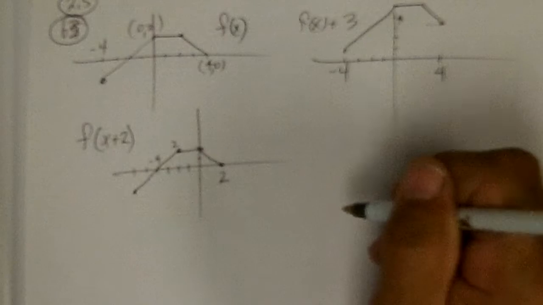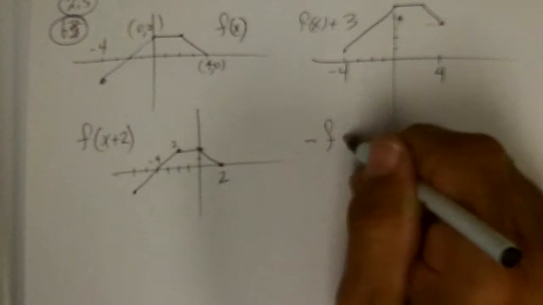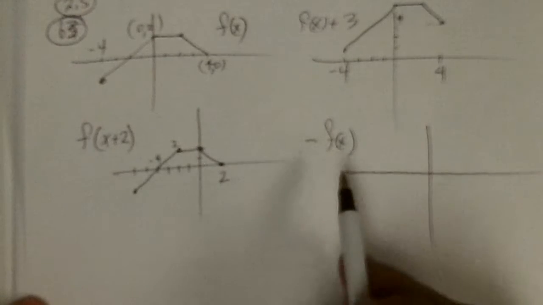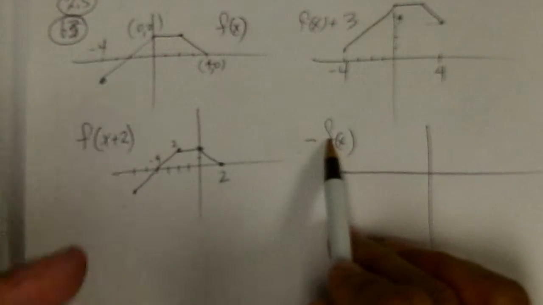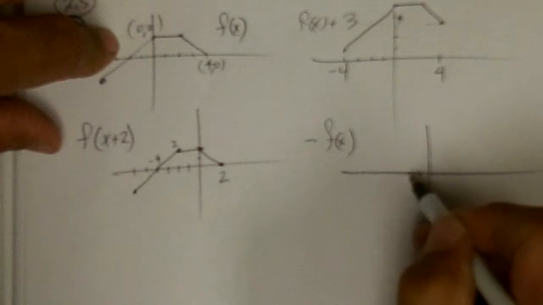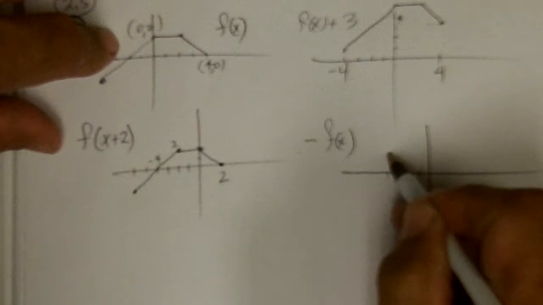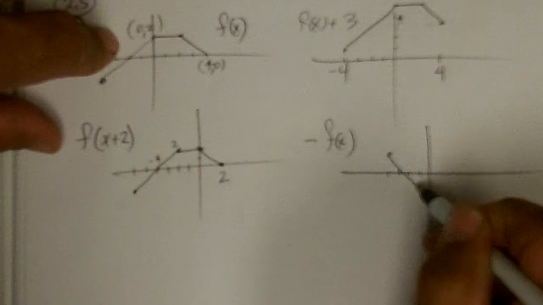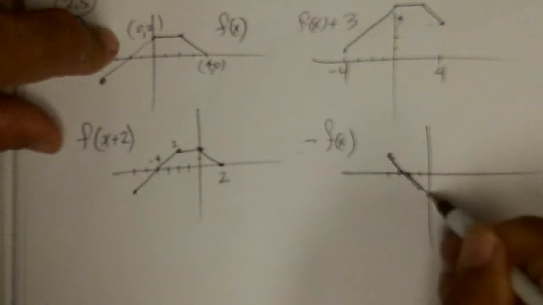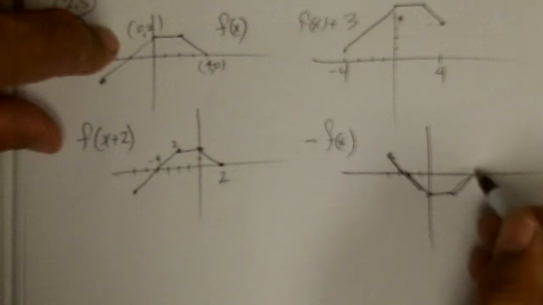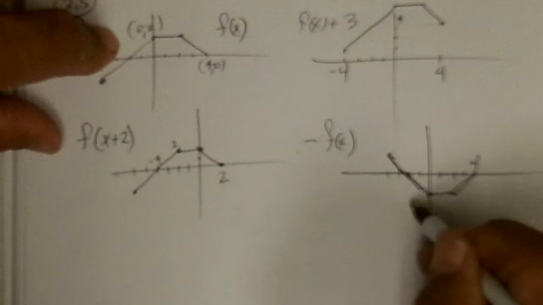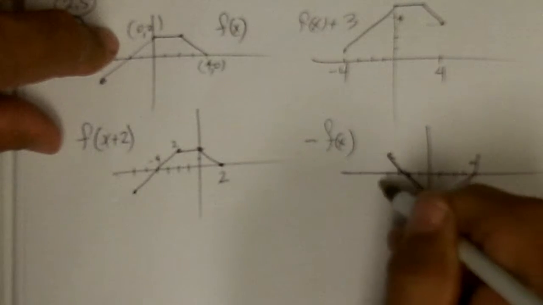Then C says negative of f of x. So that means it's on the outside of the function, so it's going to flip it over the x-axis, so it's going to go from a positive 2 down to a -2, cross 2, and back up and hit at 4 and -4.